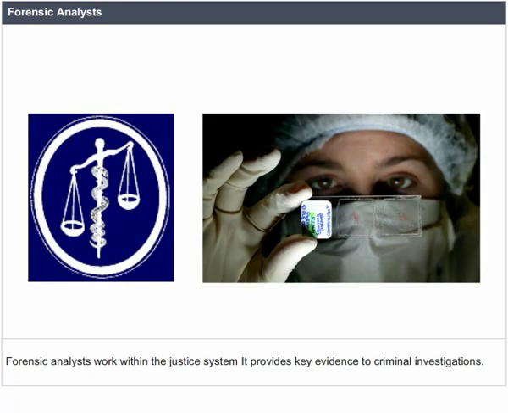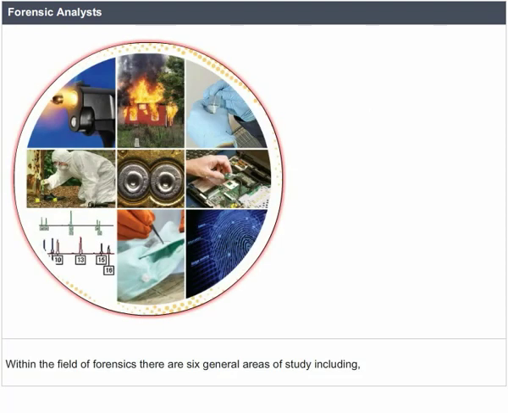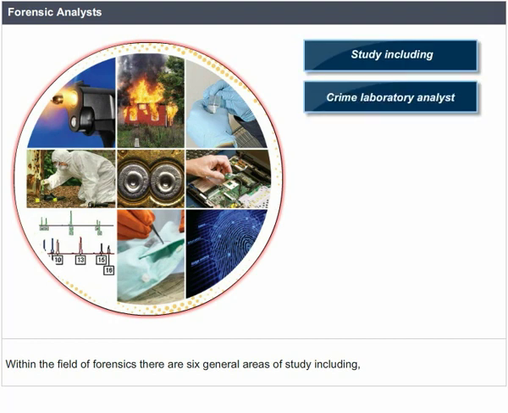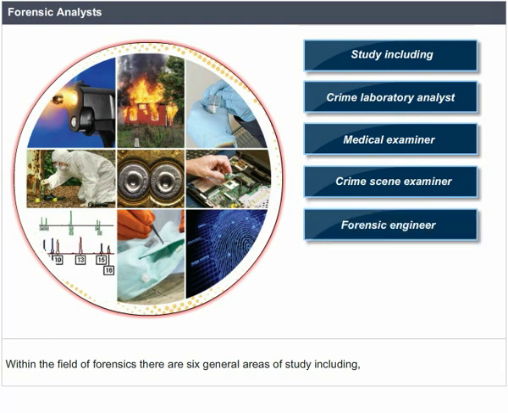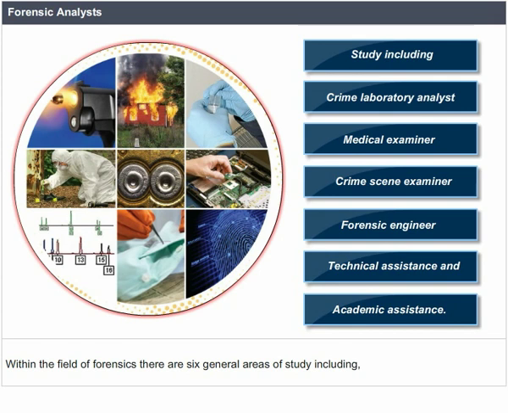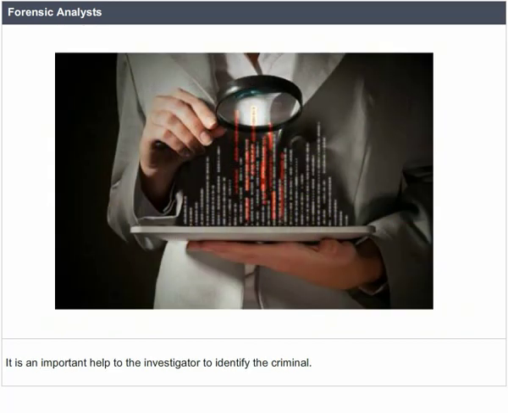Forensic analyst. Forensic analysts work within the justice system. They provide key evidence to criminal investigations. Within the field of forensics, there are six general areas of study including crime laboratory analyst, medical examiner, crime scene examiner, forensic engineer, technical assistant, and academic assistant. The main job of all forensic analysts is to help investigators solve crimes. It is an important help to the investigator to identify the criminal.